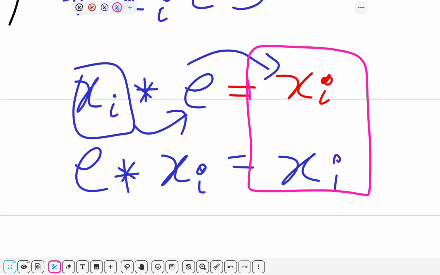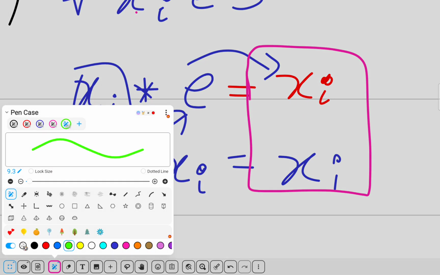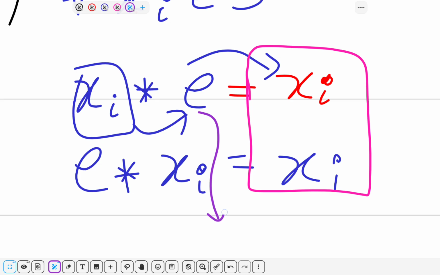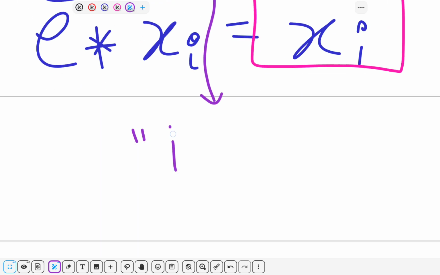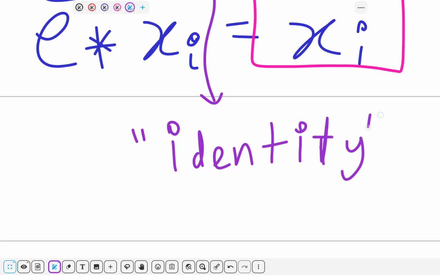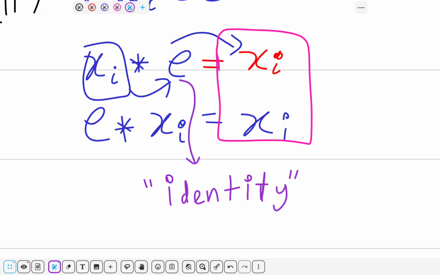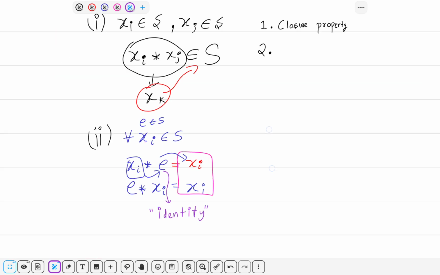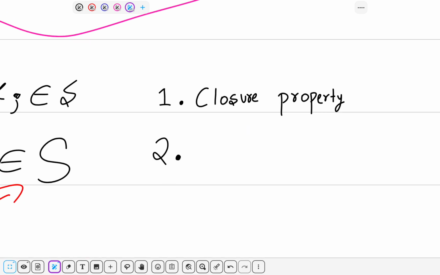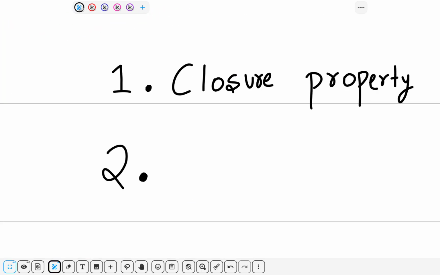And now this special thing E, we term it as identity. An element in the set with which no matter what you operate doesn't change the thing you operated with. So the next property is the identity property.